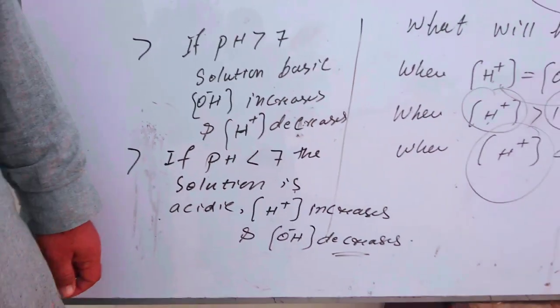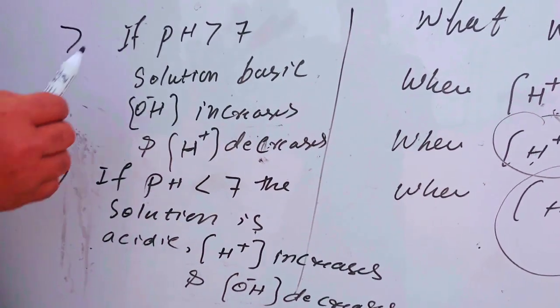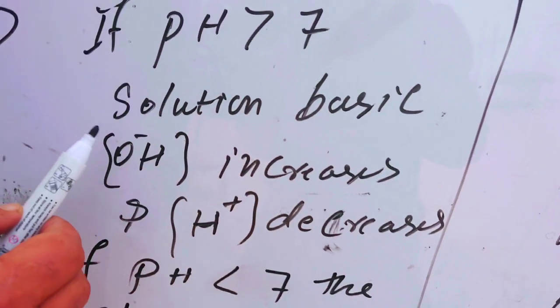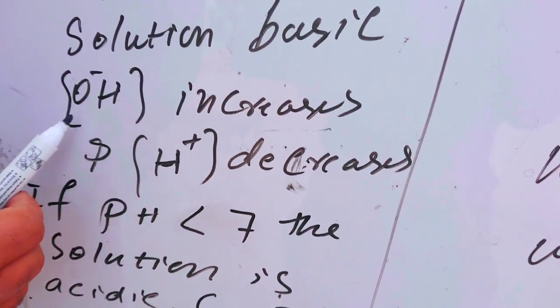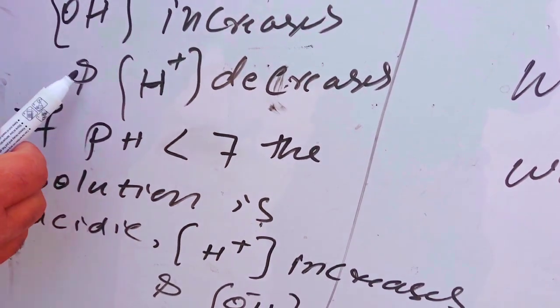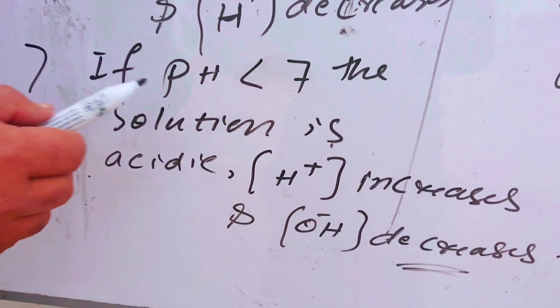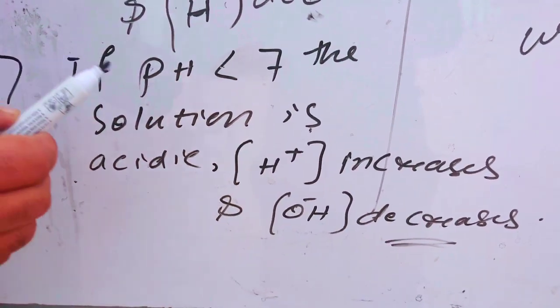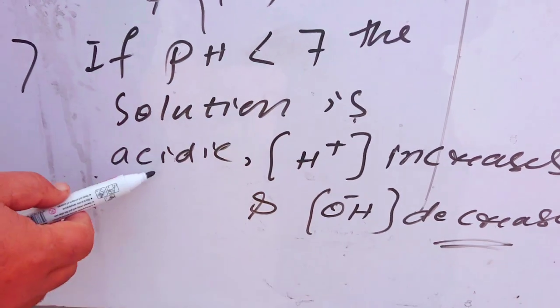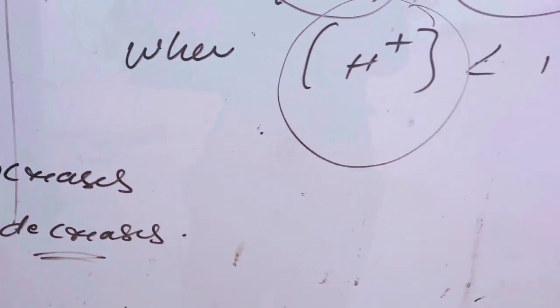These are the important points to remember: if pH is greater than 7, the solution will be basic, the concentration of OH minus ion increases and H plus ion decreases. And if pH is less than 7, the solution is acidic, H plus increases and OH minus decreases.